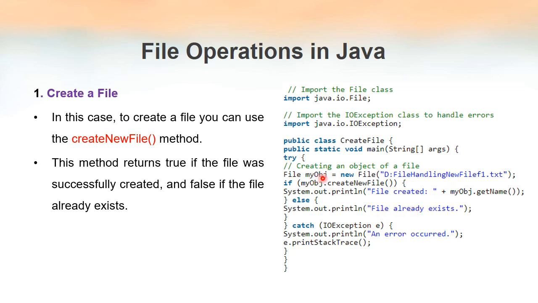So here myObj is actually a reference to the file that we are going to create, and the file will be created when we call the createNewFile method. If that file creation was successful, this method will return true. Thus this if statement becomes true, and this line of code will be executed. If createNewFile was not able to create the file, or if a file already exists there with the same name, then this if statement becomes false, the control will jump to the else block, and this line of code will be executed.